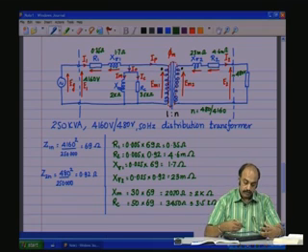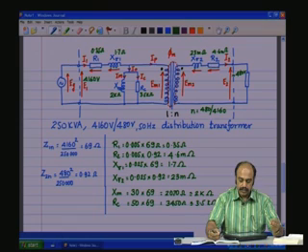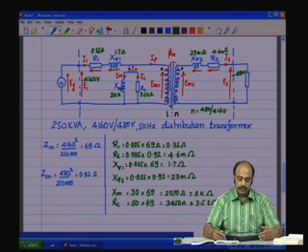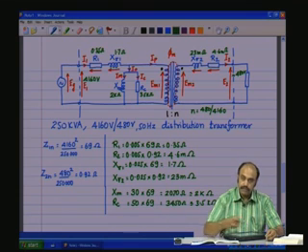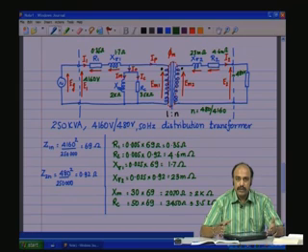So, this way, given a rating of the transformer, if this is the power rating of the transformer, looking at the table of per unit values, one can obtain the order of values of the various resistances and the reactances of the transformer, and this will give you a comparison between various transformers from various manufacturers of the same rating.